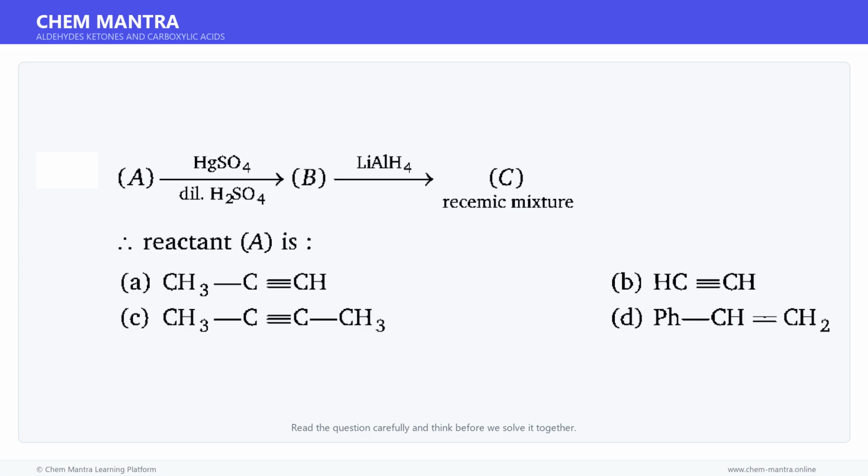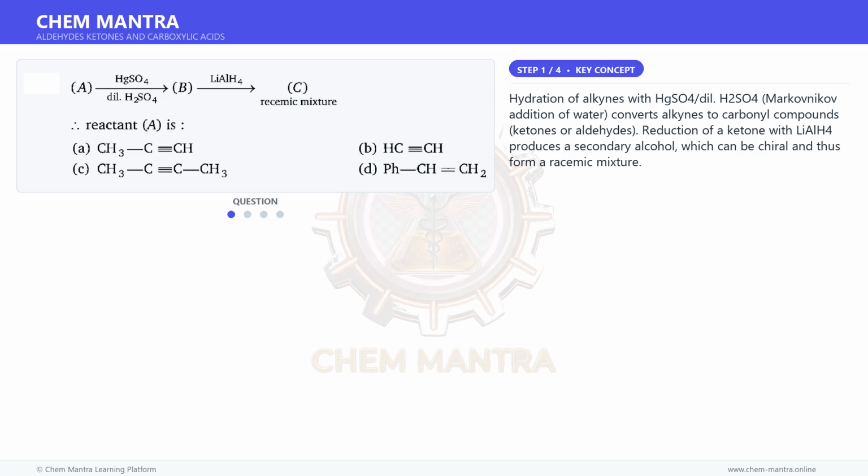Here is a question. Read it carefully and think about the answer. Let us solve it step by step. Let us first understand the key concept here. Hydration of alkynes with HgSO4, dilute H2SO4, Markovnikov addition of water, converts alkynes to carbonyl compounds, ketones or aldehydes.